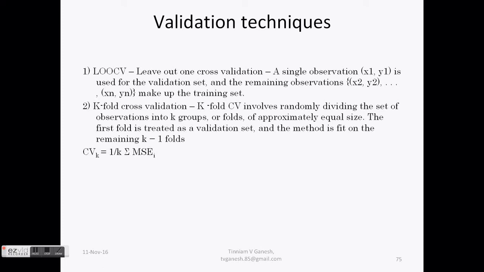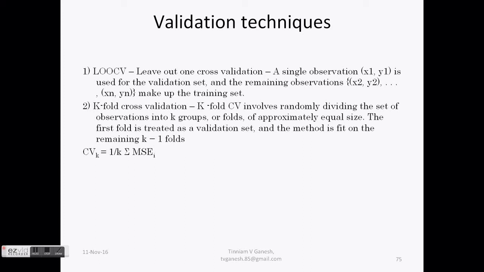There are multiple cross validation techniques. The first is leave-one-out cross validation. A single observation x1, y1 is used for the validation set. So what happens is you have x1, x2 up to xn. You train a model on all the other data, x2 y2 all the way up to xn yn, and then you test the model on the remaining x1 y1. So you do random combinations of this, and you try to find a model which will minimize the error.